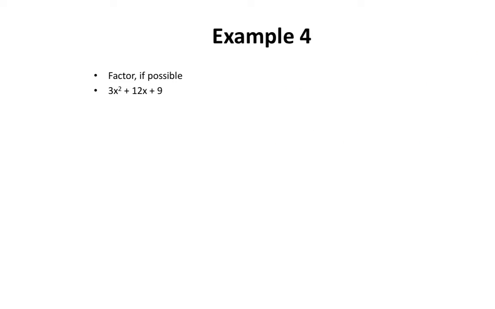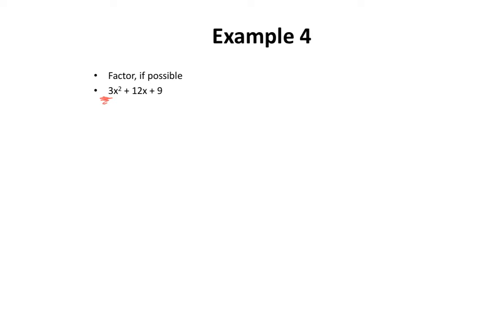In our fourth example, we want to factor this quadratic expression, 3x squared plus 12x plus 9. Immediately, you'll notice that this question is slightly different from the previous three questions because the coefficient of x squared isn't 1. In this case, it is 3.